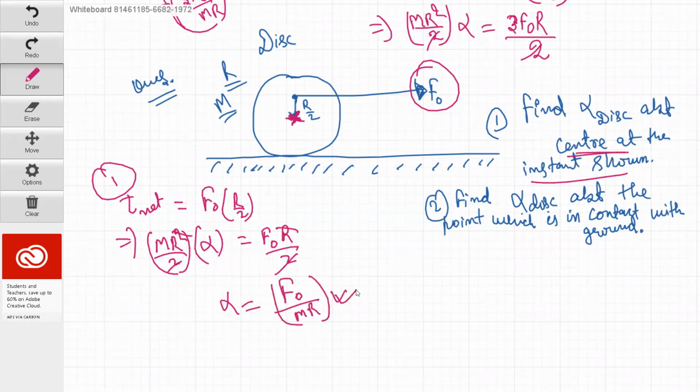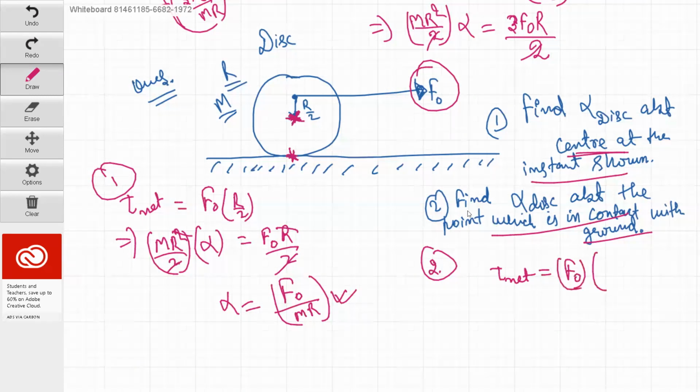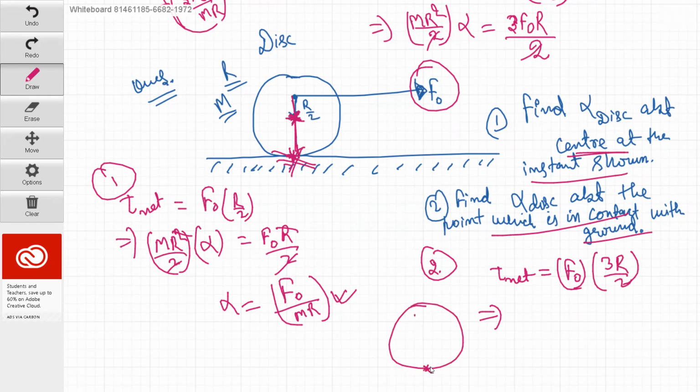Is this all right? Now, second one, find alpha of the disk about the point which is in contact with the ground. So you need to calculate alpha about this point. So the torque net will be equal to force F naught into this distance. This distance is basically R plus R by 2, that is equal to 3R by 2. Is this okay? And that will be equal to I into alpha. So you need to calculate I about this point.